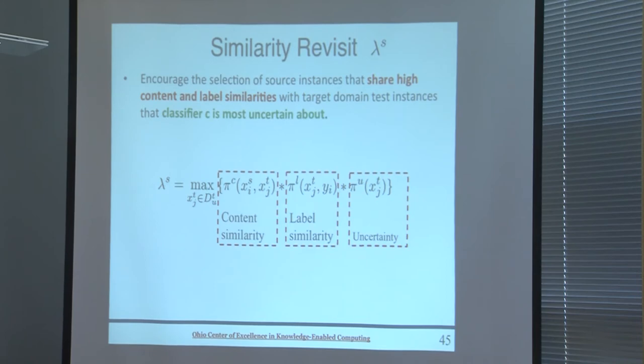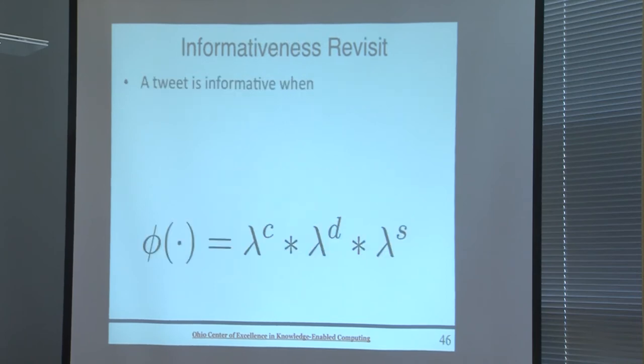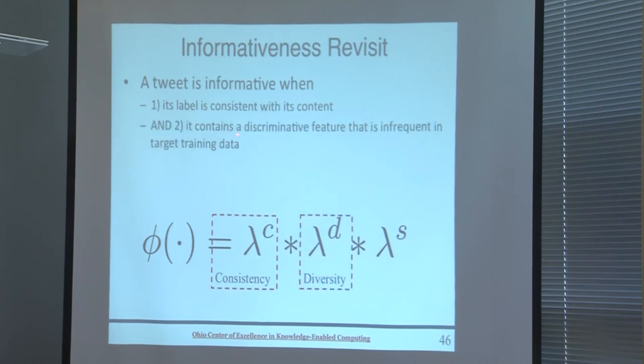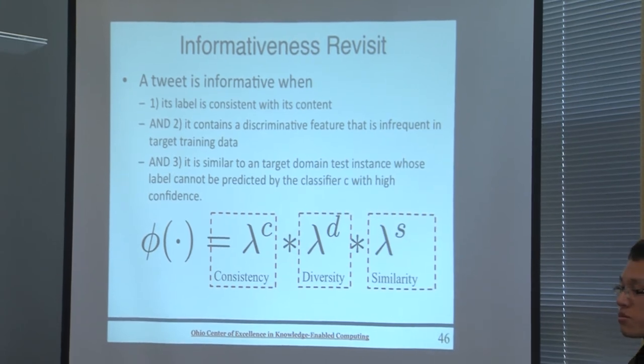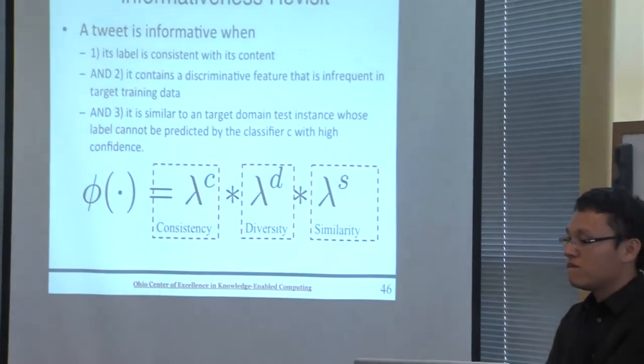So now I have explained what similarity is. Now let's revisit informativeness, right? The first one is consistency. A tweet is informative when its label is consistent with its content, and it contains a discriminative feature that is infrequent or underrepresented in the target domain training data, and it is similar to a target domain test instance, and this test instance cannot be predicted by the classifier C with high confidence. So that is what I mean by informativeness. The difference between the two things is that consistency is internal to a tweet, while similarity is across source and target.